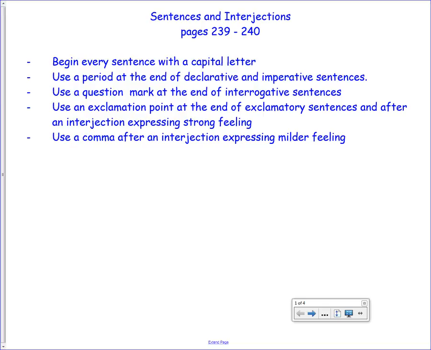Use a question mark at the end of an interrogative sentence. Use an exclamation point at the end of exclamatory sentences or after an interjection expressing strong feeling. Remember, exclamatory sentences start with a question word, but don't ask a question, like "What a beautiful day this is." Just because a sentence has an exclamation point does not make it exclamatory. Use a comma after an interjection expressing a milder feeling.